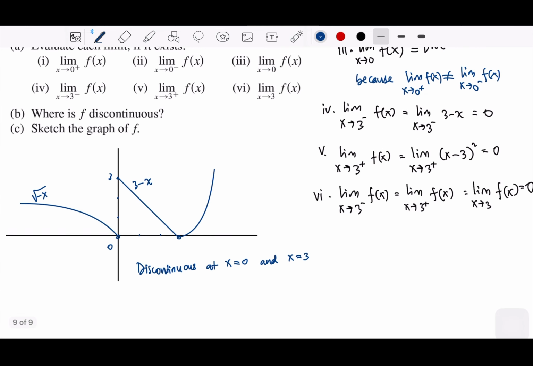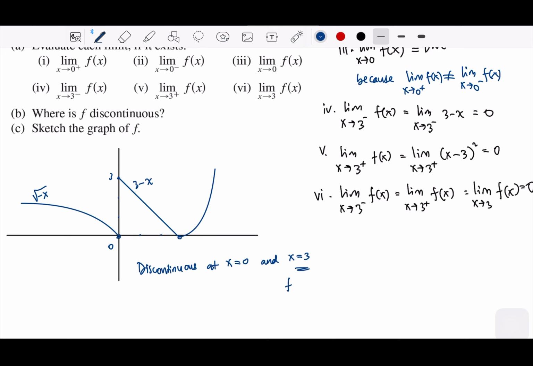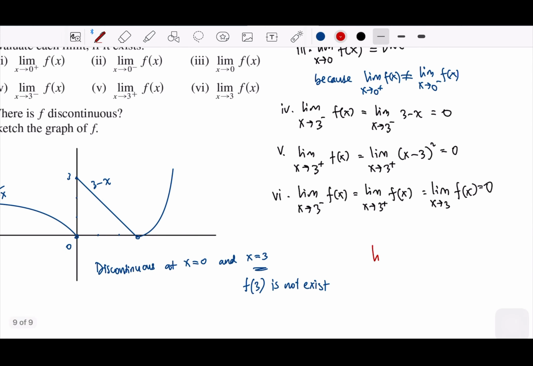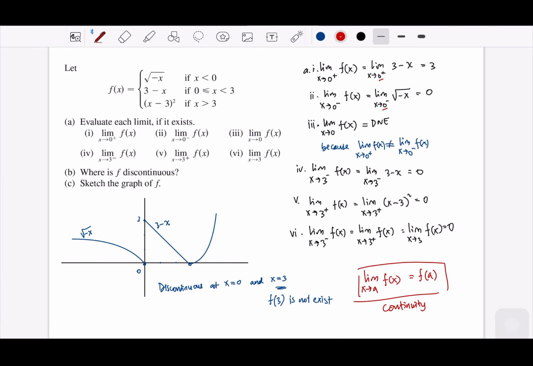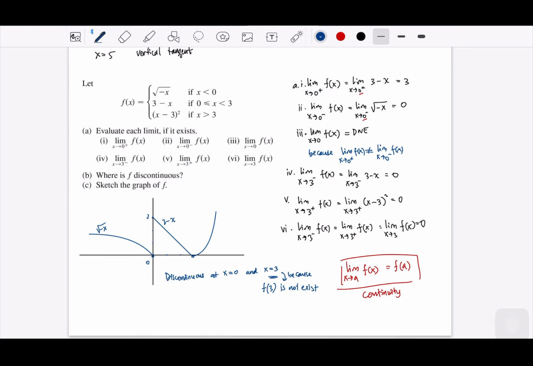Also, we can argue why x equals 3 is a discontinuity, because f(3) does not exist. Remember that for continuity we need the value to exist, we need the limit to exist, and the limit to be equal to the function value itself. This is the continuity condition.